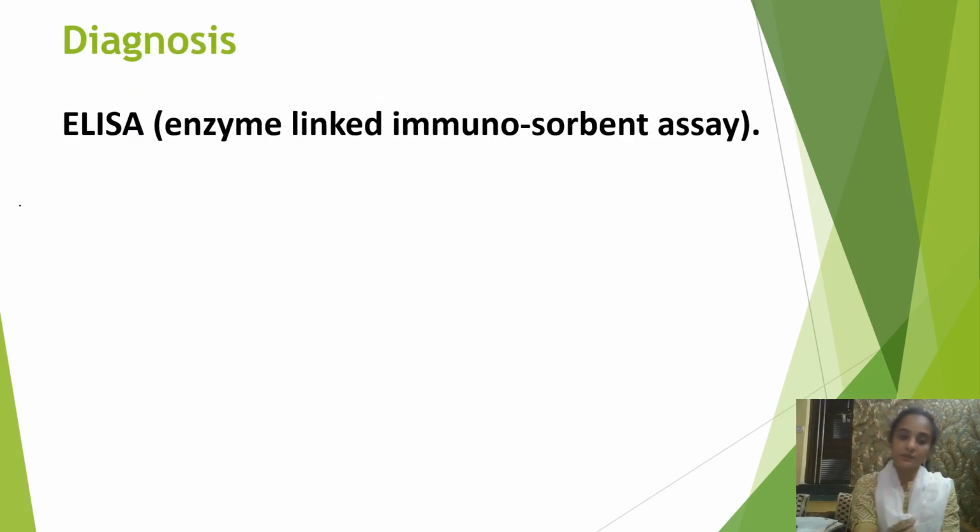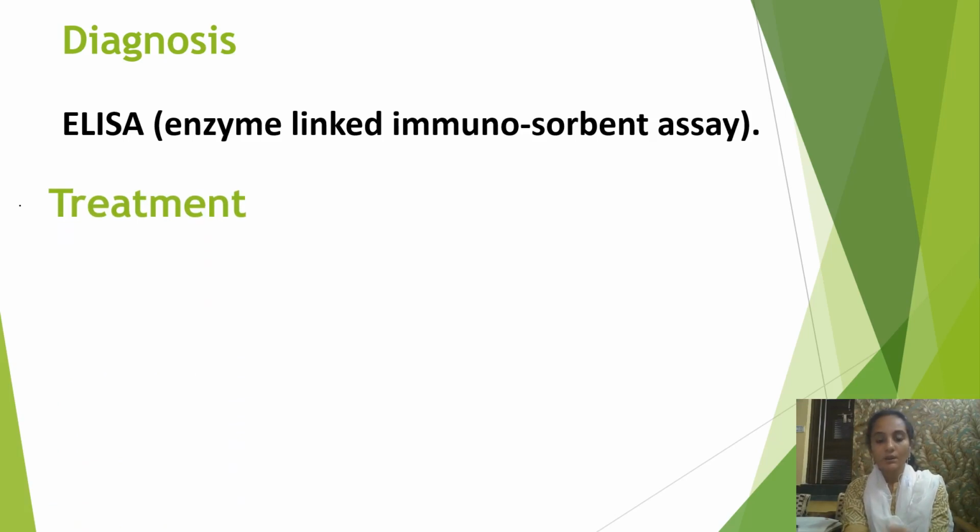Now the next one is the diagnosis, and the most modern technology is called ELISA. Okay, what's the full form of ELISA? Enzyme linked immunosorbent assay. So by this method, the diagnosis can be done as to whether the person is suffering from AIDS or not. Now, what's the treatment? Everyone knows that there is no specific treatment for this disease, and there are no medicines available for the complete curing of this disease.